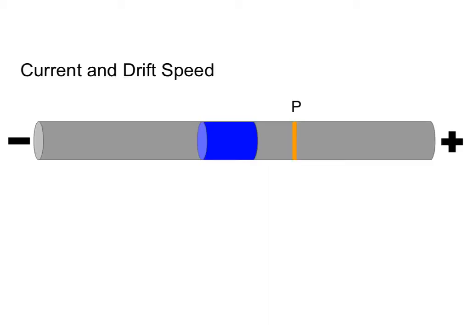As in any experiment, it's also important to have some sort of theoretical model to explain what we see. So what I'm going to do is walk you through a theoretical model for current and drift speed.